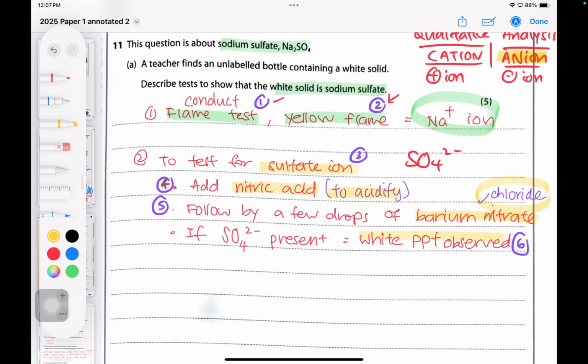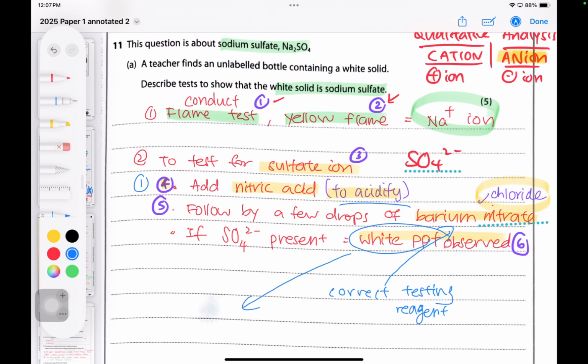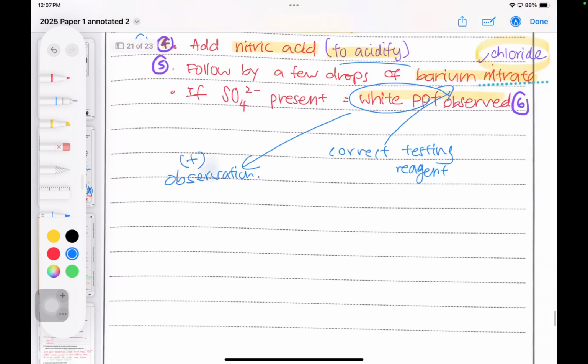So for the sulfate part, it's a little bit confusing, a little bit more steps, because you need to first add the acid to acidify, then you must identify the correct testing reagent, and then finally tell us what is the observation if you have sulfate ion present. So the positive observation would be white precipitate is formed after you add barium nitrate. So that would be our 5 marks, half the marks here.